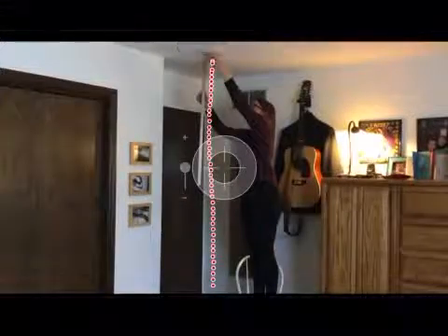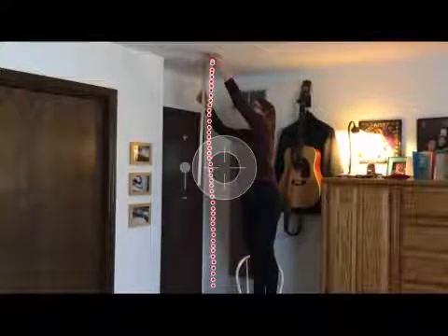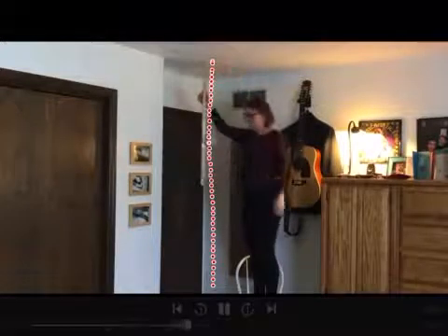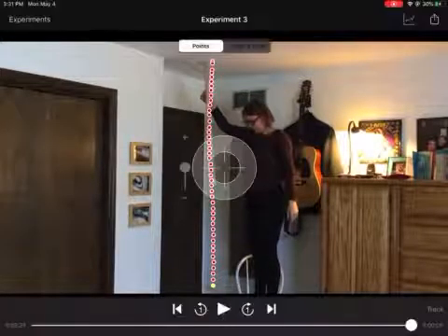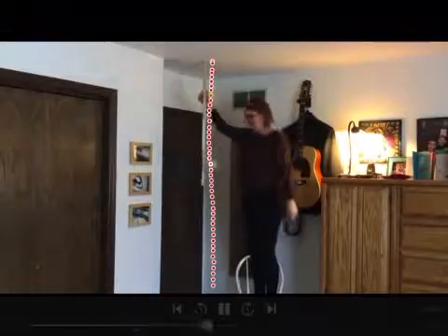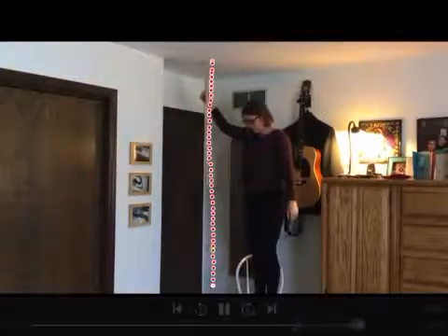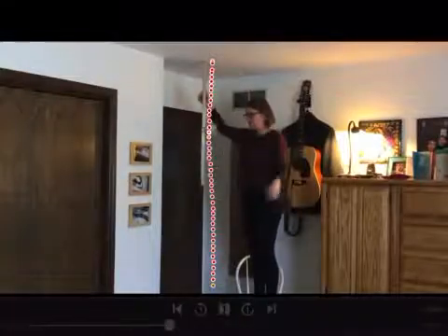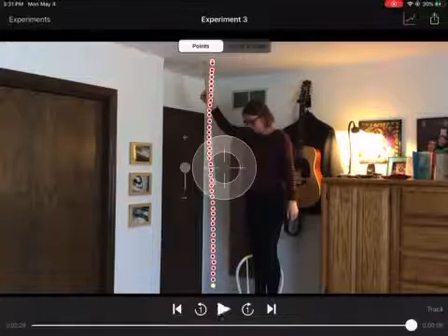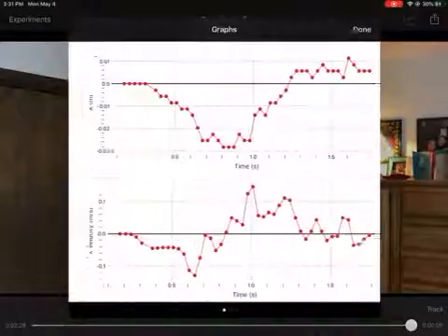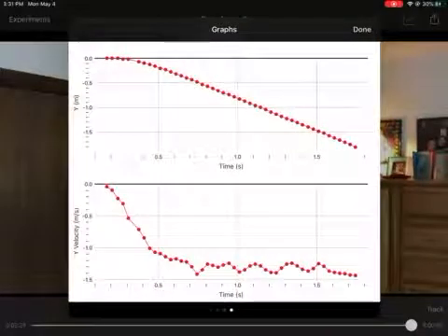I made a little video with a coffee filter. Coffee filters are great for showing this. That's a coffee filter falling, and I'd like you to notice that the coffee filter falls at a fairly constant speed. It accelerates at the very beginning, and then it falls at a constant speed. And I can prove that by looking at the graph of the vertical motion.